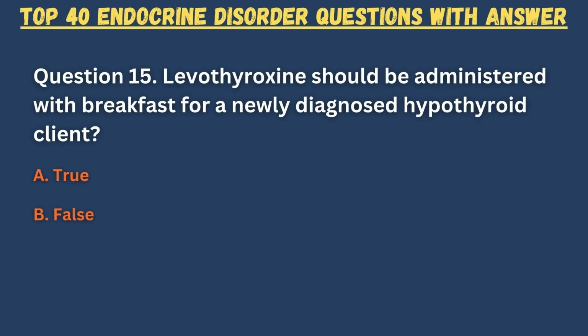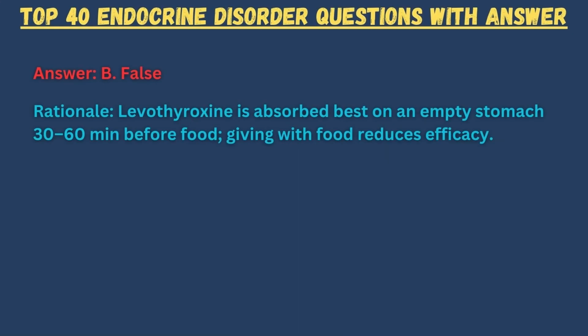Question 15. Levothyroxine should be administered with breakfast for a newly diagnosed hypothyroid client? A. True. B. False. Answer: B. False. Rationale. Levothyroxine is absorbed best on an empty stomach, 30 to 60 minutes before food. Giving with food reduces efficacy.